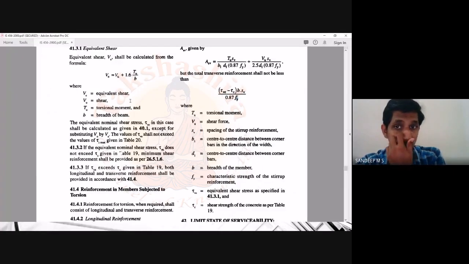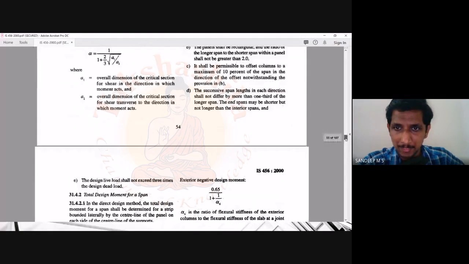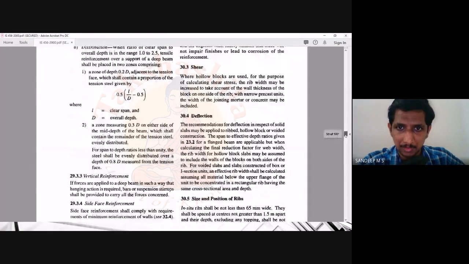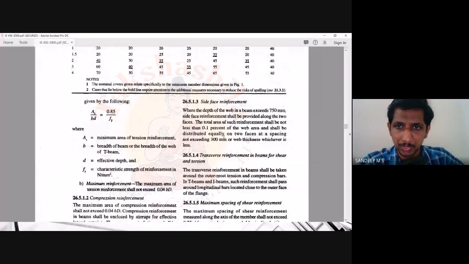In the initial class, I have just quickly gone through this, and I mentioned that while discussing torsion, we will come back to this. It was 26.6 point something, right? Okay, so side face reinforcement.